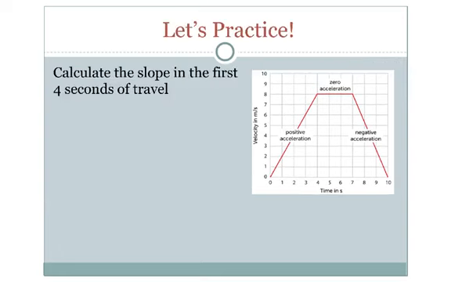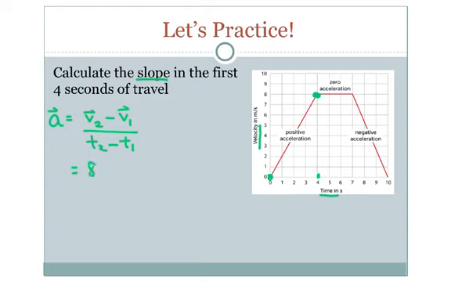Calculate the slope for the first 4 seconds of travel. So the first 4 seconds takes us to here, and we want to calculate the slope. This is a velocity over time graph, so our slope is acceleration, v2 minus v1 divided by t2 minus t1. So you're going to choose any 2 points. I'm going to choose this point and this point, keep it easy for myself.